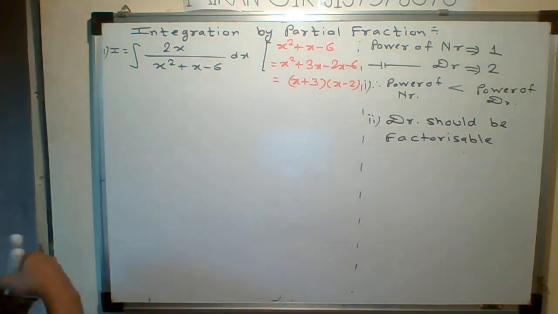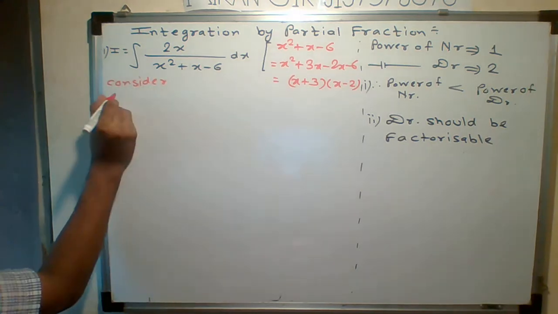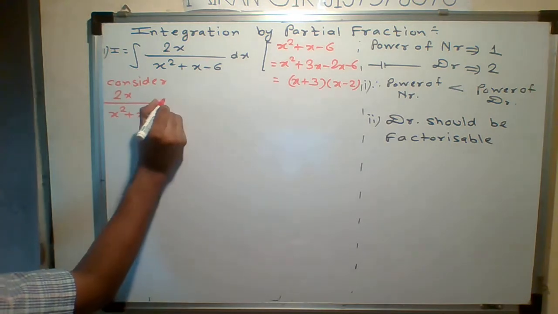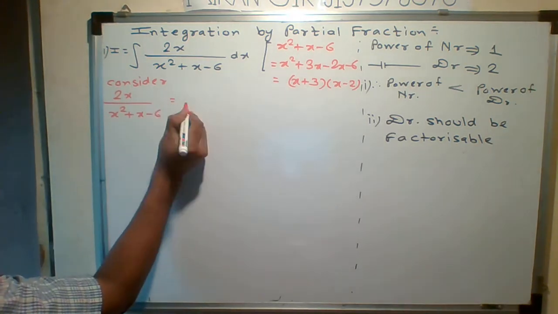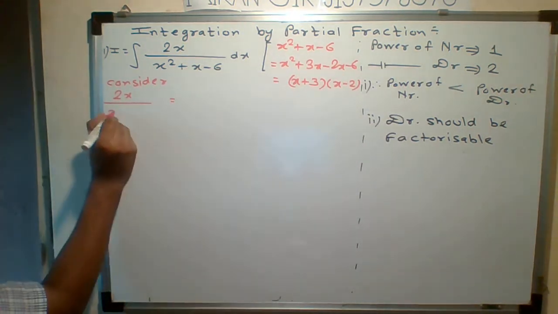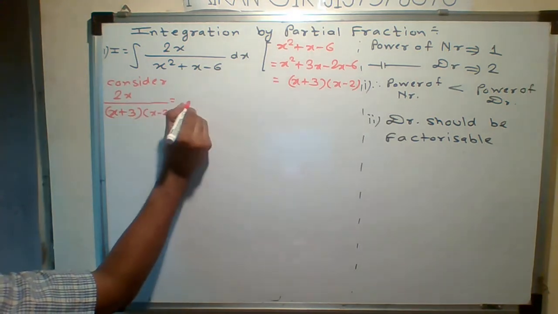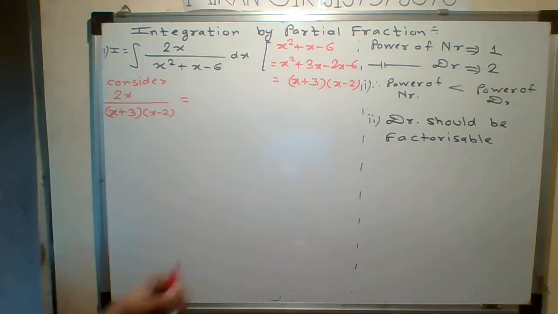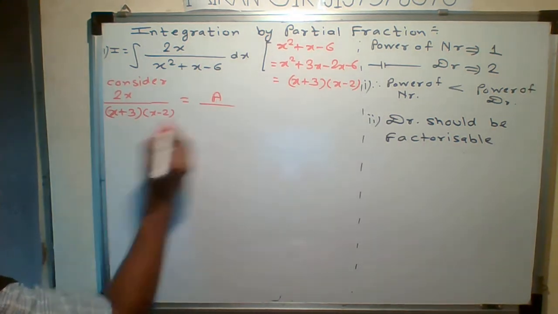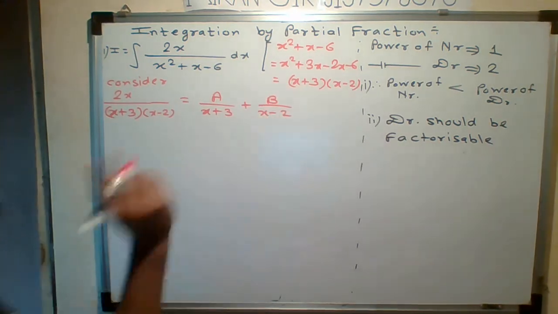Once you find the factors, I'm going to consider the whole term, 2x upon x square plus x minus 6. Watch carefully: I'm going to replace this denominator by its factors, x plus 3 into x minus 2. Students, what is the first step? What is a partial fraction exactly? You consider constants: a upon first factor plus b upon second factor. That is the first step.